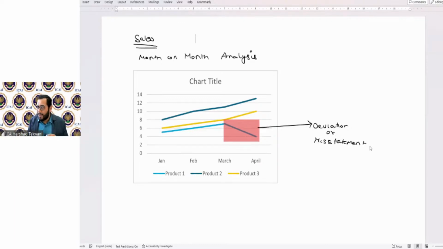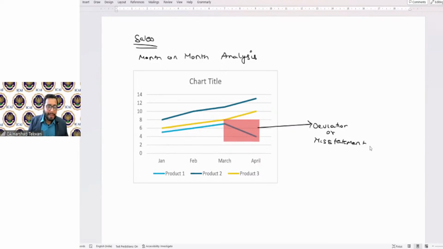Now the question was, can we apply this misstatement to the entire population? When you perform a particular analysis, like month-on-month analysis, you already take the entire population. Then only you can get the appropriate results. Let's say, for example, you have only taken 3 products. Can you apply this particular deviation to the rest of the products? If there are more products, the answer is no.